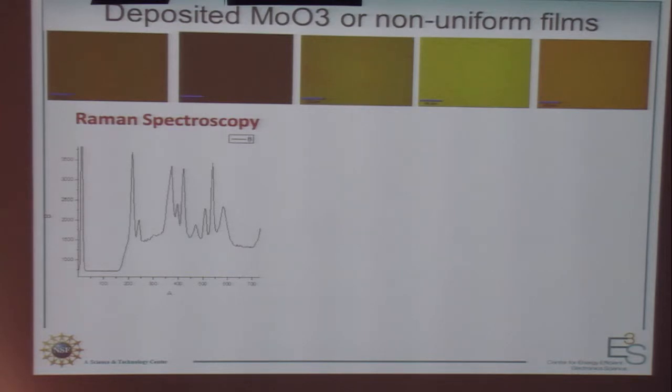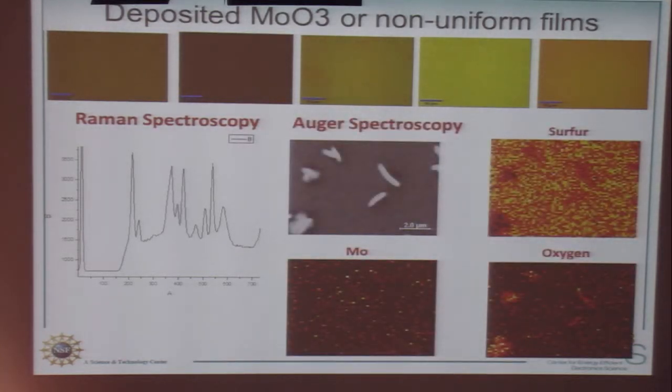Traditionally, just like graphene, you can use Raman spectroscopy, but these peaks, although they look similar to molybdenum trioxide, are not quite molybdenum trioxide. So we did some Auger spectroscopy to see what these specks or dust are. If you look at the elemental composition, the lighter the color, the higher the composition. So we have less sulfur in this area, similar molybdenum, and a lot more oxygen. So we know these particles are actually molybdenum trioxide.